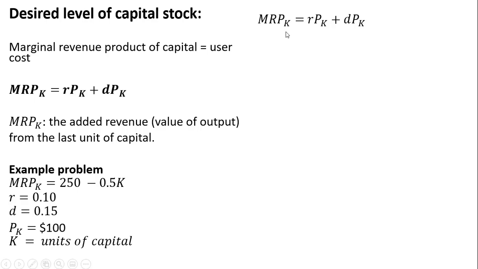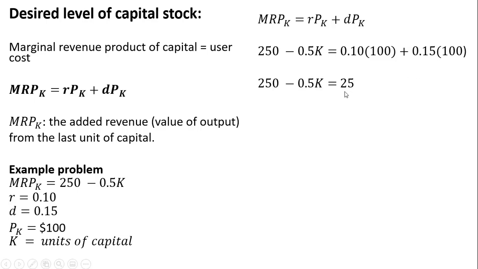Set the marginal revenue product of capital equal to the user cost. So making our substitutions here, the left-hand side is the equation for the marginal revenue product of capital. And on the right-hand side, we got the real interest rate times the price of capital plus the depreciation rate times the price of capital. Simplifying. 250 minus 25 is 225, and solving for K, we get K equals 450. So we'd use 450 units of capital in this case to maximize profit.